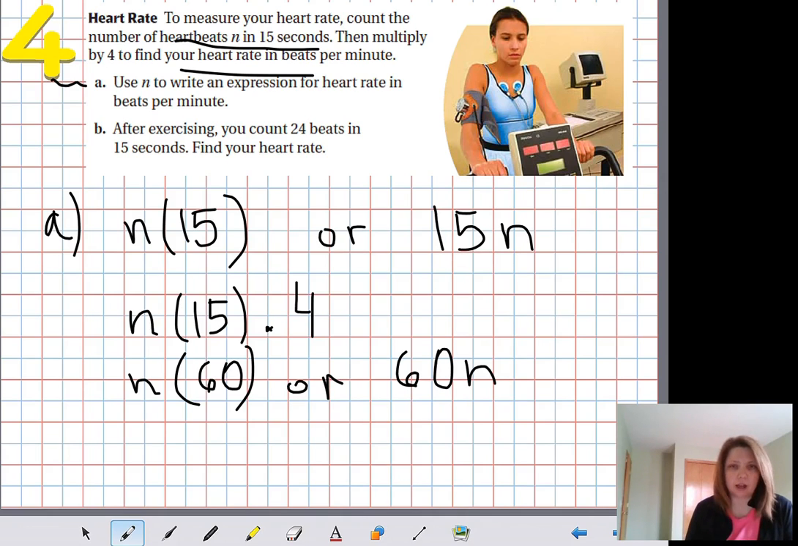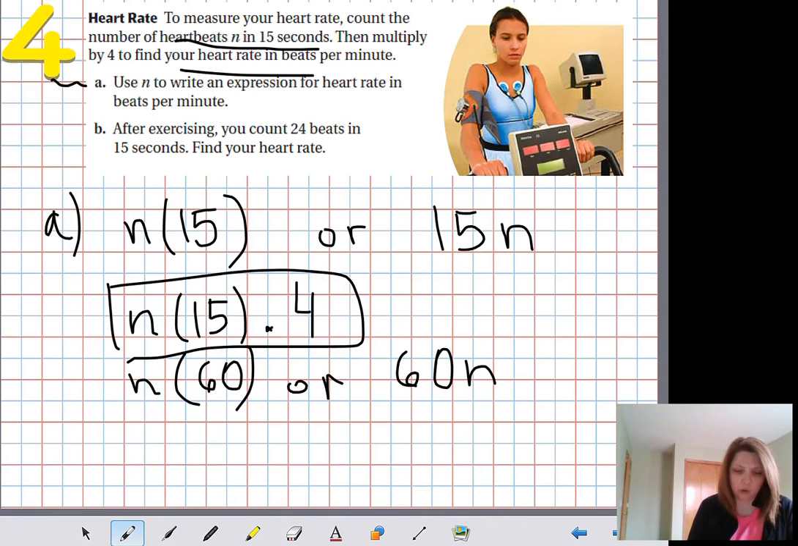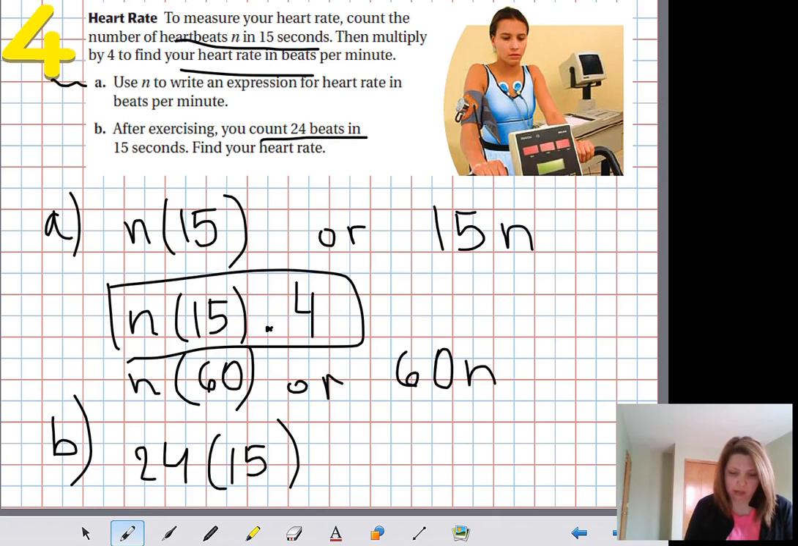After exercising, you count 24 beats in 15 seconds. Find your heart rate. So that was the rate they wanted us to calculate. And I'm going to put here part B, and we will say, because it's 24 beats, n is 24 times 15. So we will multiply those two numbers first. Let's see what we're going to get. 24 times 15 is equal to 360.